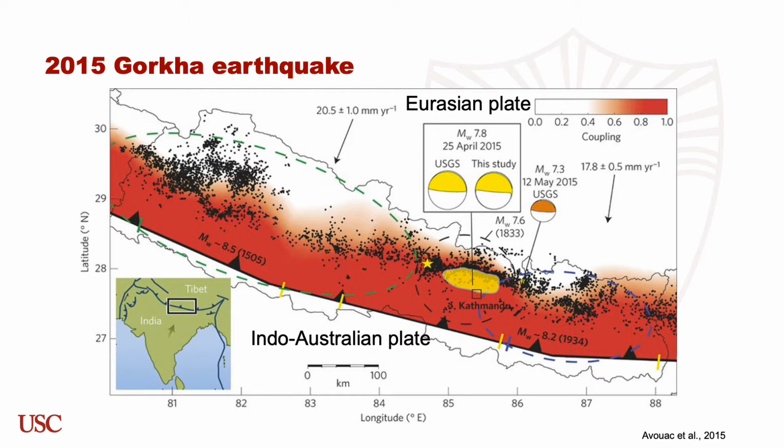Historically, there were multiple big earthquakes in this region, a magnitude 8.5 in 1505 in the west and a magnitude 8.2 in 1934 in the east. The Gorkha earthquake overlays on the south region of a magnitude 7.6 in 1833. From its focal mechanism, it is a shallow thrust event, implying the fault plane is almost flat, about 6 degrees of dip angle.